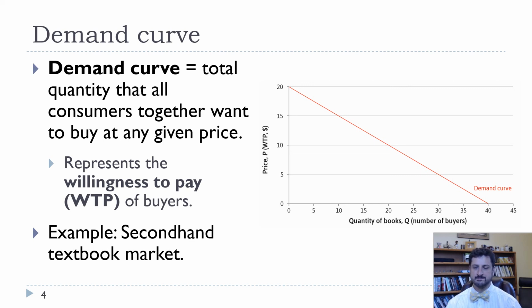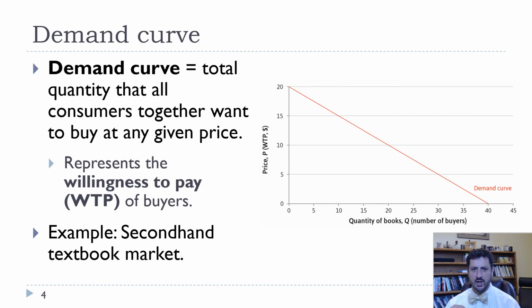We can still think of the demand curve as the willingness to pay of all of the customers. This is an example where we're looking at the secondhand textbook market. If the price is 15, then there are 10 customers who are willing to buy. If the price is 10, that increases to 20. If the price is 5, that increases to 30.